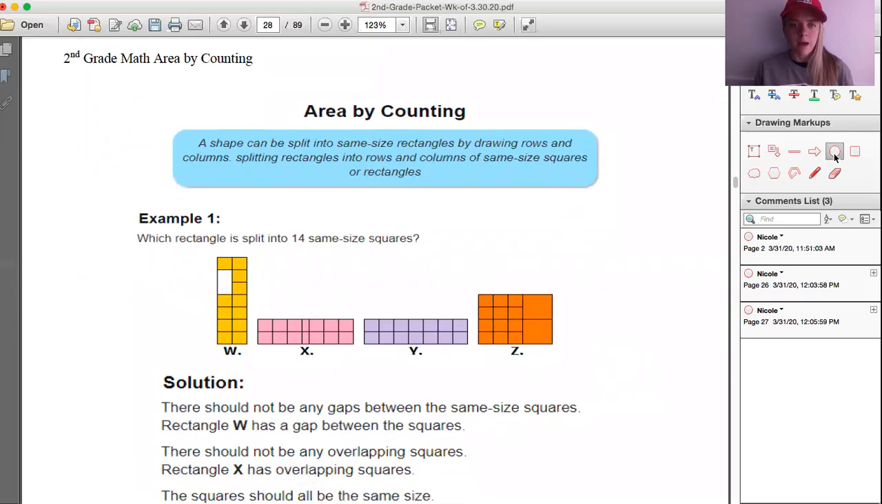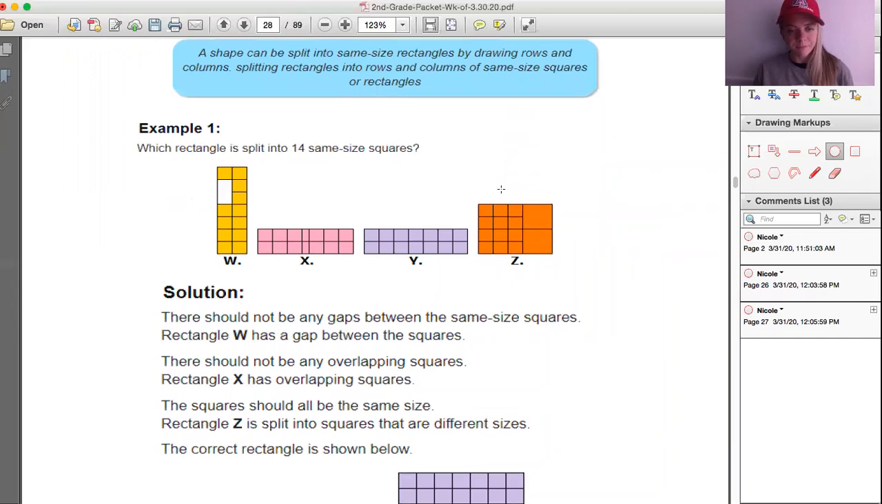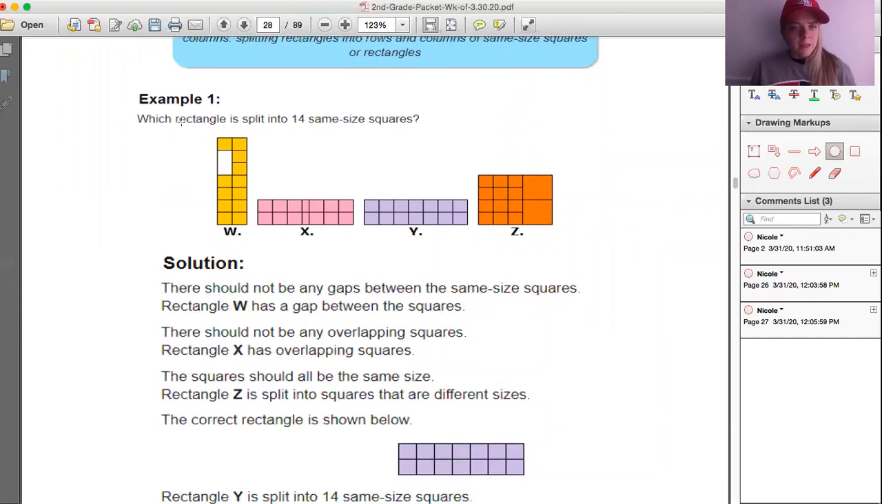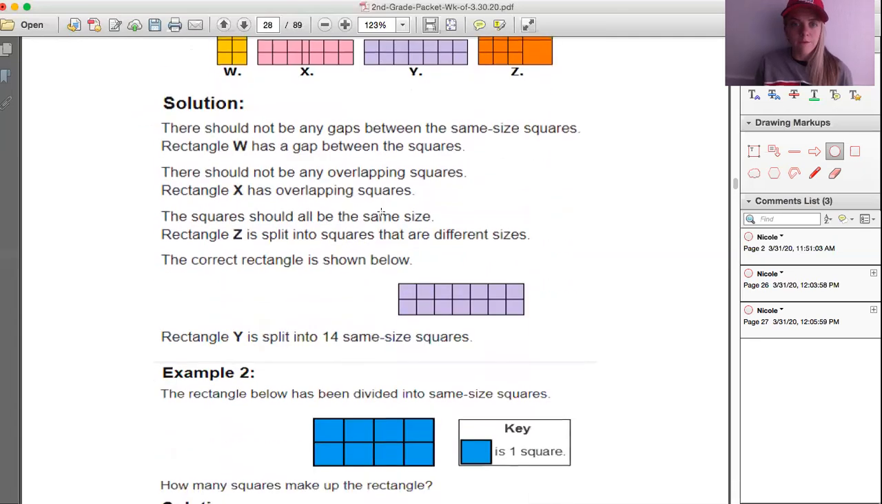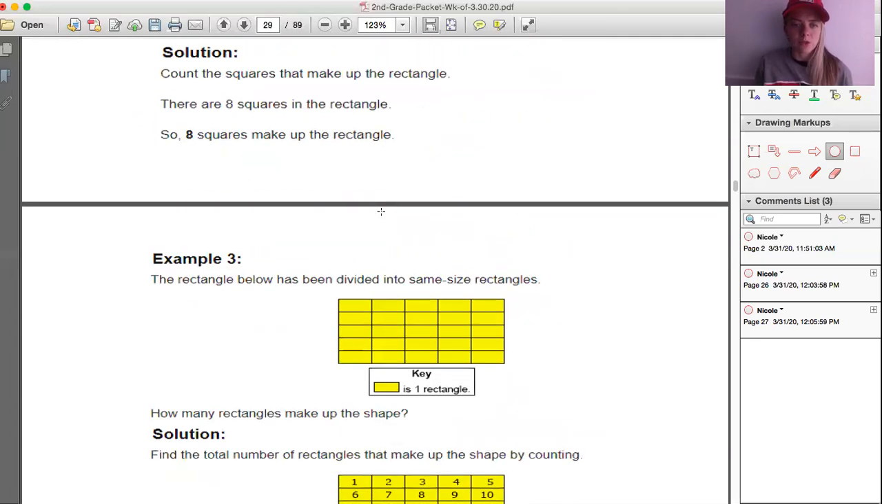Going down to math, area by counting. It says, which rectangle is split into 14 same-size squares? There should not be any gaps between same-size squares, so W would not be correct. There should not be any overlapping squares, so X would not be correct. The squares should be all the same size, so Z should not represent it. The correct rectangle is Y, 14 same-size squares.